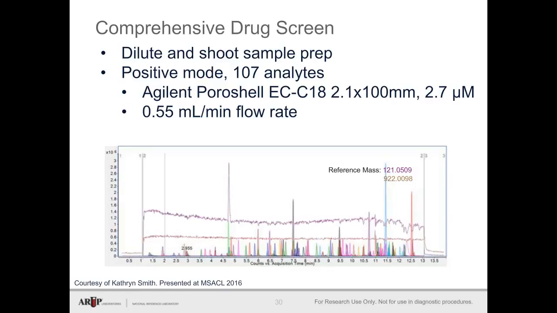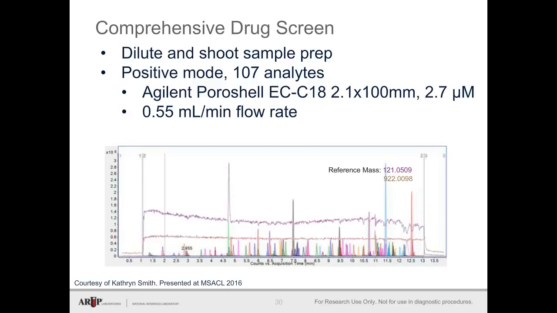The reference masses, which are infused along with the samples, can be used to evaluate ion suppression since they are constantly being infused to correct the mass calibration. Both masses are fairly smooth all the way across the chromatogram, indicating that despite being a dilute and shoot method, there is little to no ion suppression.